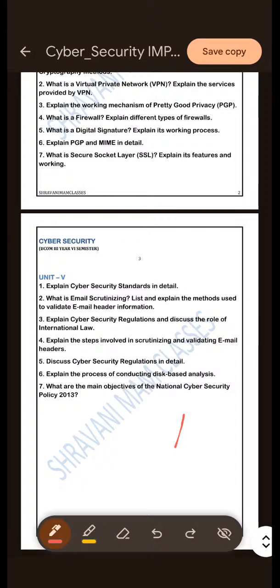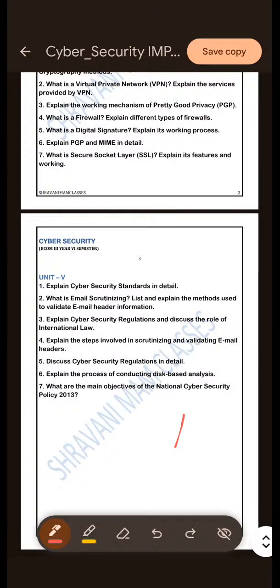Next, explain cybersecurity regulations and discuss the role of international law. First of all, you have to explain about cyber laws, right? Cyber laws are nothing but legal rules to prevent cyber crimes, right? And they can also protect users and organizations from digital threats, right? Take any one cyber law and explain that law.